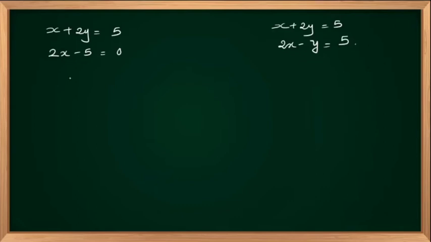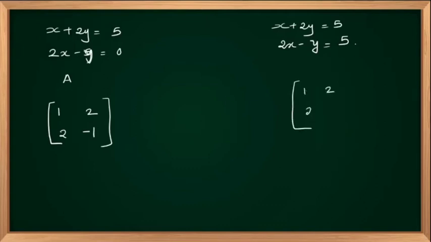Now I have the coefficient matrix here as 1, 2, 2, minus 1. I just write the coefficient matrix alone. Here the coefficient matrix is 1, 2, 2, minus 1. Okay, so both are the same. In both cases the coefficient matrix is the same, right?